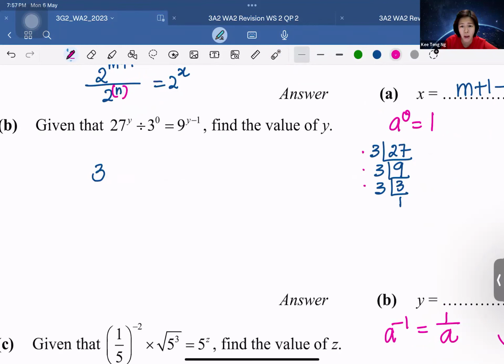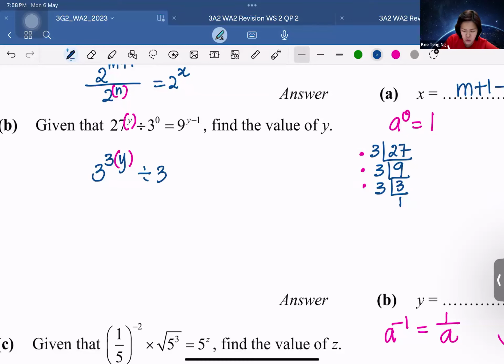3 to the power of what? Here, 27 is 3 to the power of how many? Down here, 3 cubed. So 27 itself is 3 to the power of 3, right? Not forgetting outside there is a letter y. It needs to be multiplied with the 3, which is actually 3y. 3 times y is 3y, right?